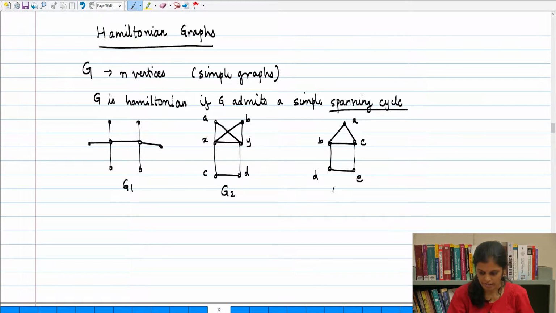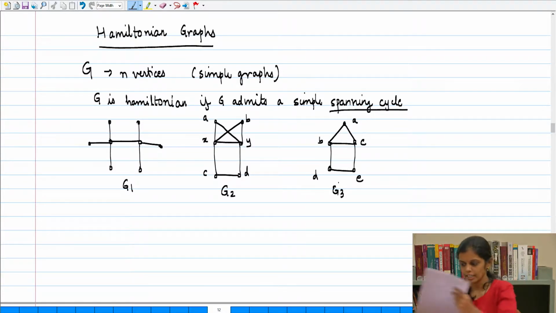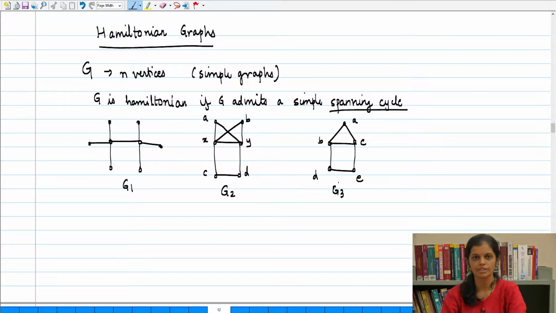Yeah, so now the graphs are clear. Can you quickly tell me which graphs are Hamiltonian, which are not? The minimum requirement is that every vertex should at least have degree 2, right? If you have a pendant vertex which has degree 1, you cannot hope to have a Hamiltonian cycle. So this one is not Hamiltonian, that is clear. Okay, what about G2? It has a Hamiltonian cycle. If you want to say it has a Hamiltonian cycle, you show me one.